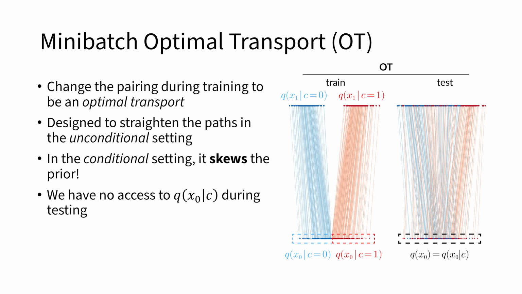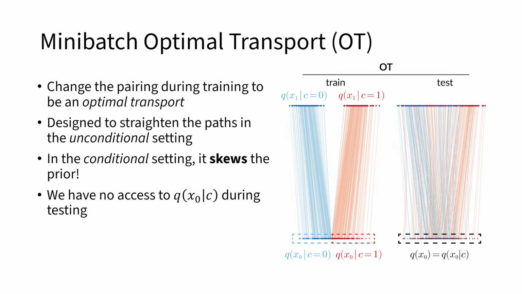To improve the efficiency of inference, mini-batch optimal transport, or OT, was proposed to straighten the paths in the unconditional setting. Mini-batch optimal transport changes the pairings during training from random pairings to be an optimal transport mapping. This can straighten the paths during testing, leading to more efficient inference.